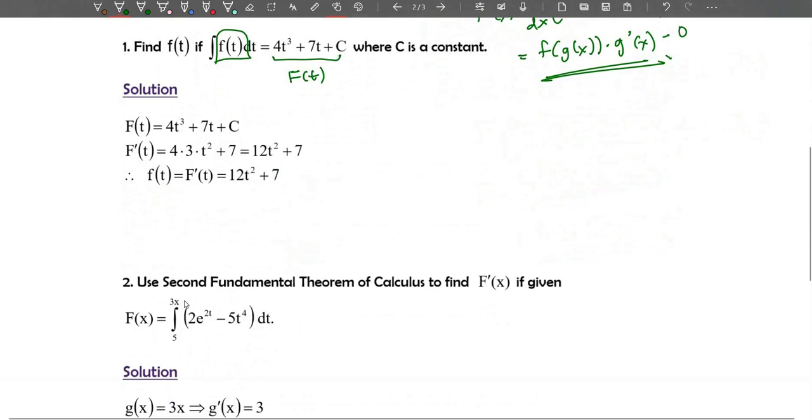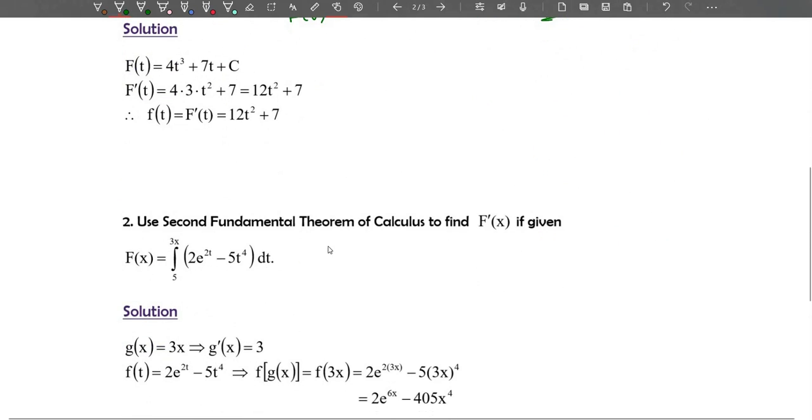The second one, you need to use the second fundamental theorem of calculus to find F prime x if given this. As such, F(x) is equal to the integral from 5 to 3x of 2t minus 5t to the power of 4 with respect to t. Okay, the solution here, we have g(x) is equal to this one.